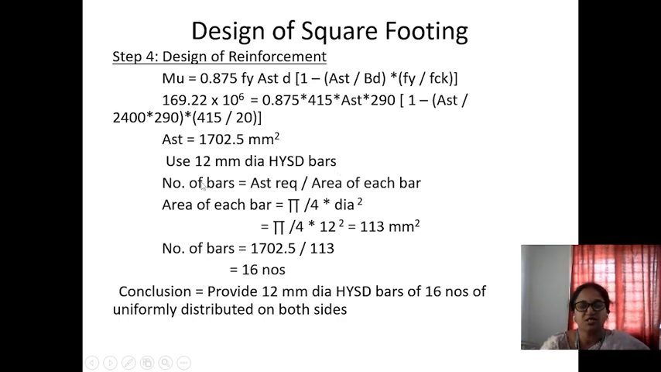Now coming to how many bars are to be provided. Number of bars is equal to AST required by area of each bar. Area of each bar is nothing but pi by 4 into dia square. So pi by 4 into 12, I substituted the 12 here, and I got the area as 113 mm square. Now the number of bars: area required 1702 divided by 113. I got 16 bars. So I have written the conclusion as: provide 12 mm dia HYSD bars, 16 numbers, uniformly distributed in both directions in the footing.